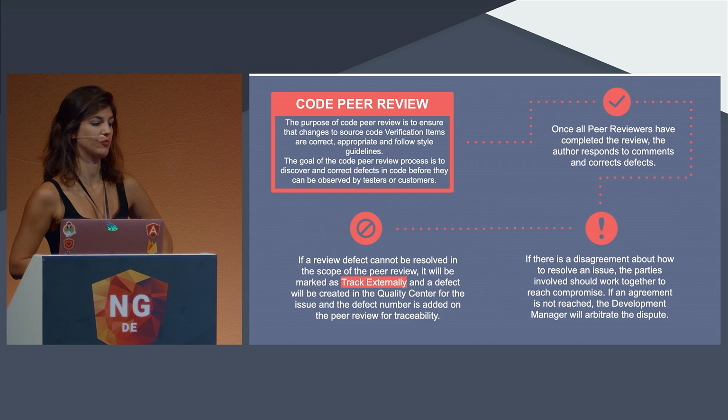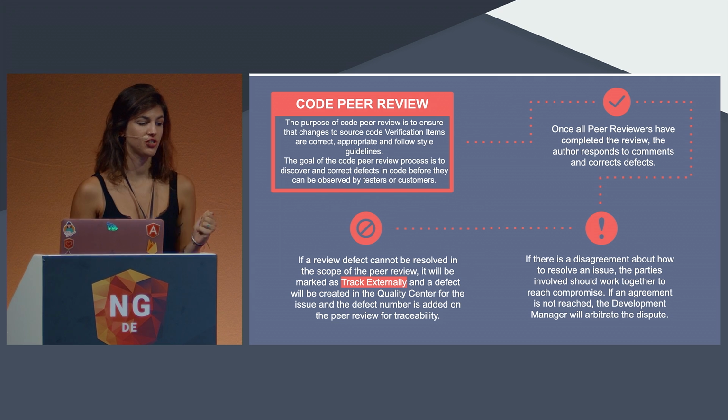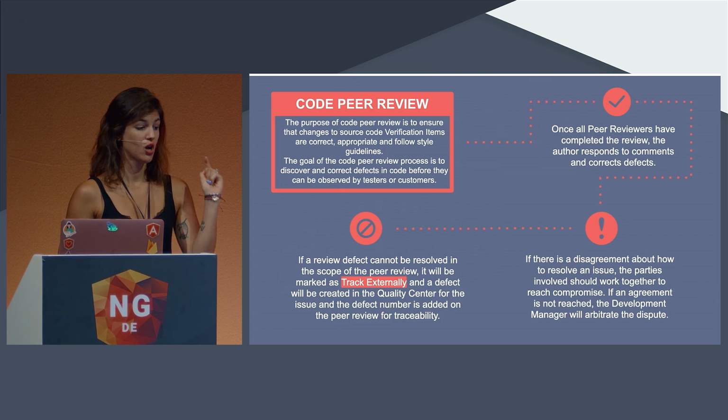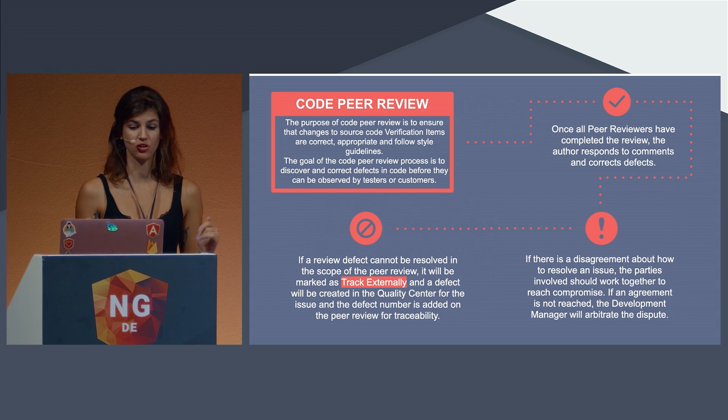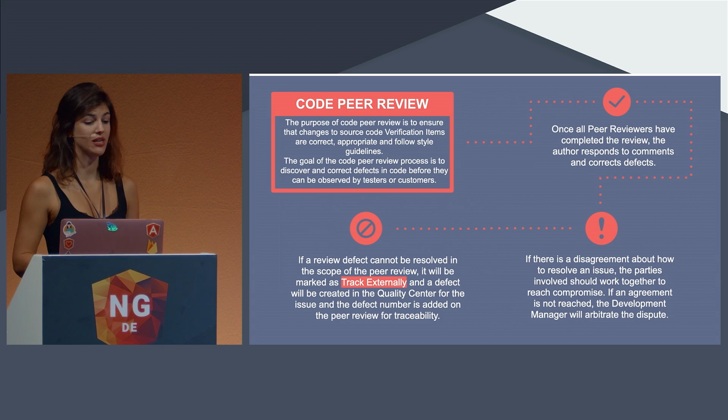First of all, write the purpose down. For example, the purpose of code review is to ensure that changes to source code and verification items are correct, appropriate, and follow project guidelines. It's also to discover and correct defects in code before they can be observed by testers or customers. Then walk through the process that needs to be met each time.